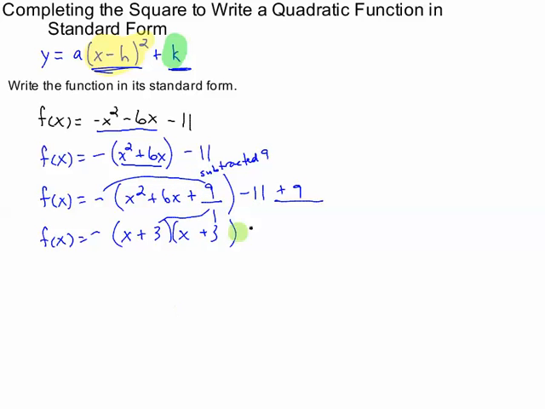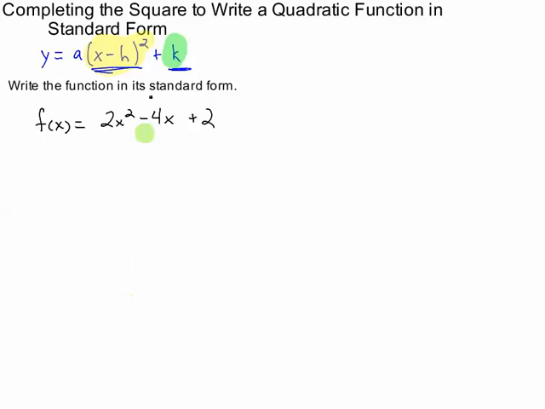It just looks different. Now I can go down. Negative 11 plus 9 is negative 2. I get my constant on the end. And finally, I write x plus 3 squared minus 2. And if this negative throws you off in the front, it's also a negative 1. So your constant in the front is negative 1. You could find the vertex, you could graph it, you could determine if it's a minimum, maximum, etc.